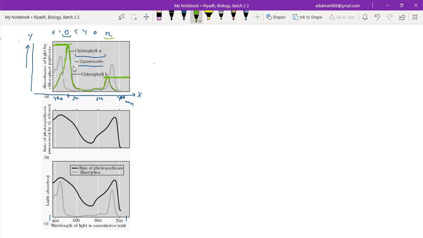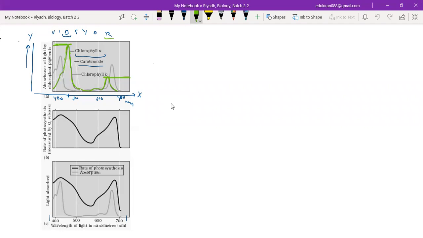So in which light will photosynthesis be maximum? In which spectrum will the photosynthesis be maximum? You tell me. The blue spectrum, correct? This is a direct question. Chlorophyll A is most active, or absorbs the light energy maximally, in which spectrum? Which wavelength excites chlorophyll A the most? So what will you say?